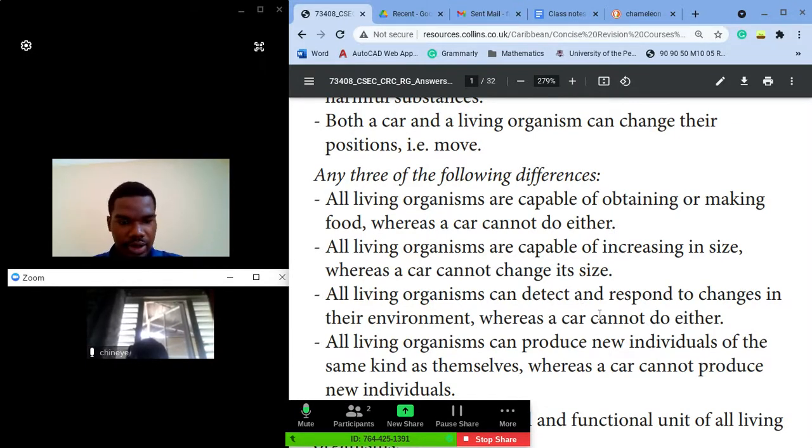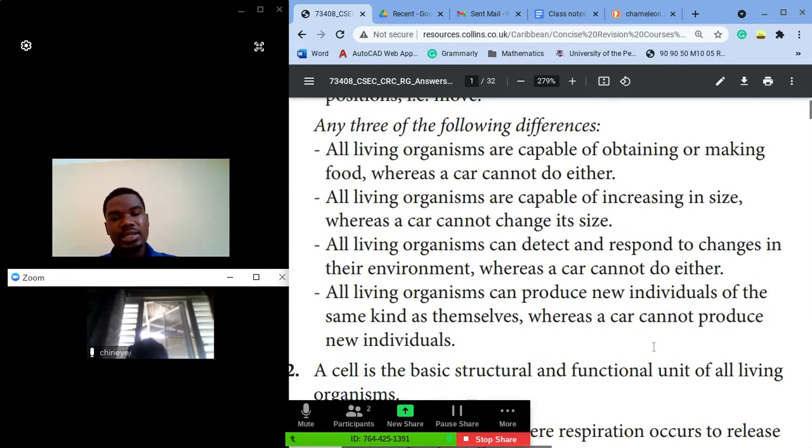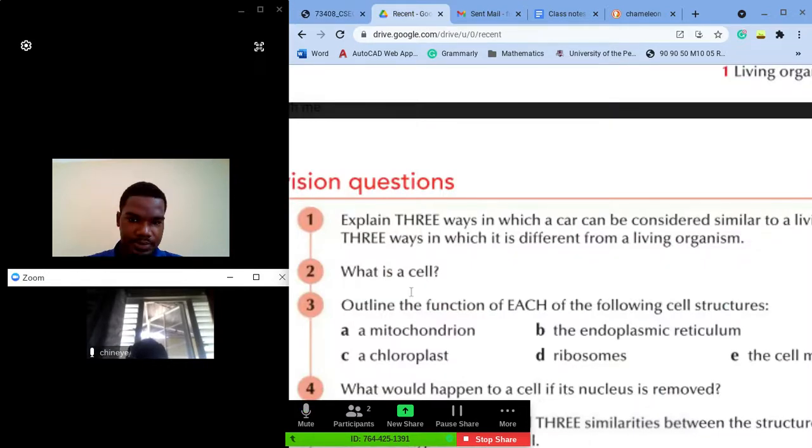And the final one, this is optional because it's at three. The final one you can list is that all living organisms can produce new offspring, or a child. But a car can't produce another car. And that's it. That wasn't so hard, right? Sir, it wasn't hard.